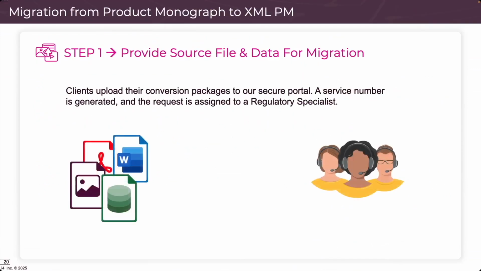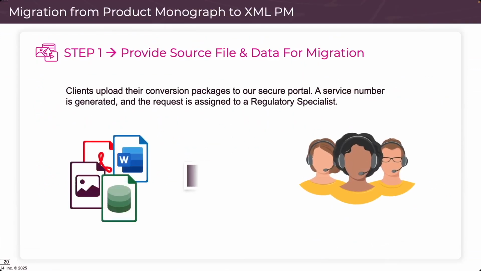To initiate a conversion request, clients can upload the conversion package to our secure portal, providing details such as brand name, type of label, description, and content of labeling. Depending on the type of label, the package contents may vary, and we can work with your team to set this up for the initial request. Once your request is received, it will generate an automated response and a ticket number. Your conversion will be assigned immediately to an available regulatory specialist on our team.